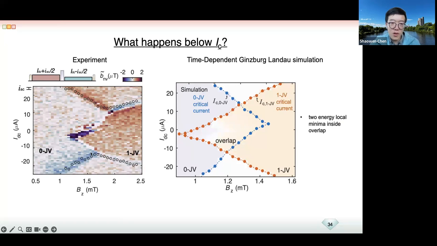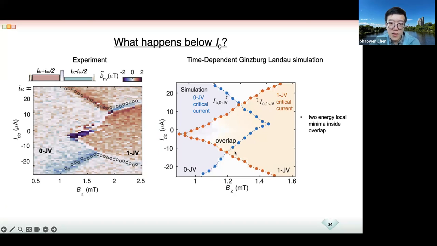Okay, so a little bit surprising here is what is actually going on at this phase boundary of the 0 and 1 Josephson vortex. To understand this, we carried out time-dependent Ginzburg-Landau simulations. By choosing a different initial condition, we can either realize a 1 Josephson vortex state or 0 Josephson vortex state. And we can plot the critical current of either state as a function of magnetic field and DC bias, and this is what you see.